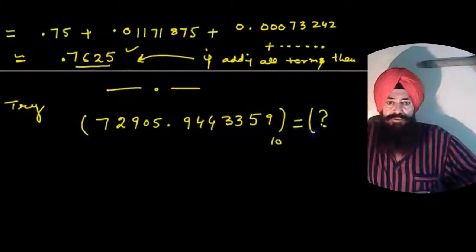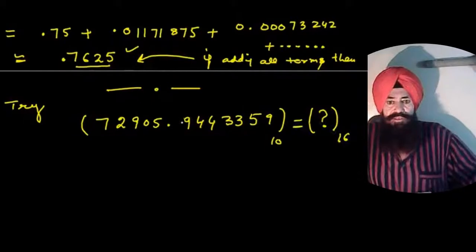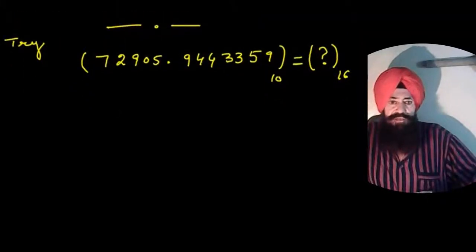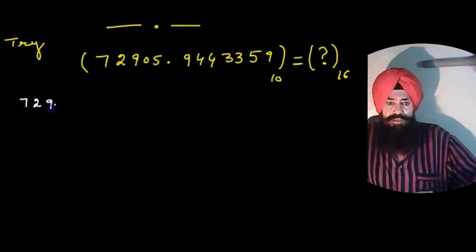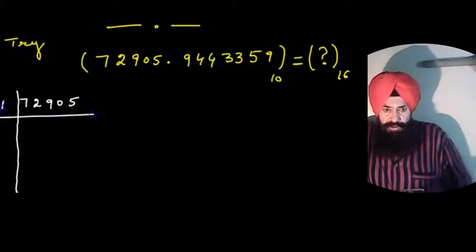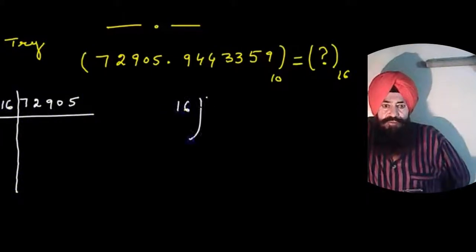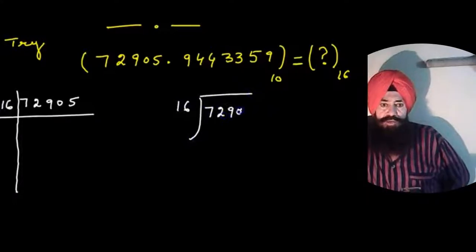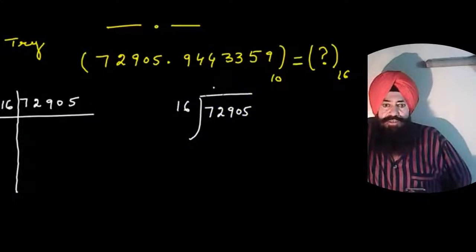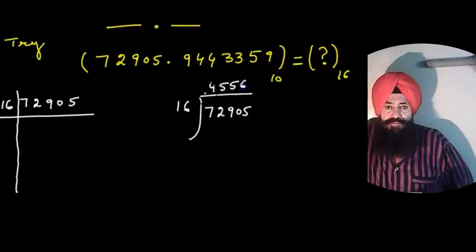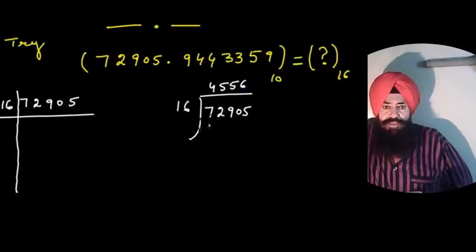Convert 72905.949443359 from decimal to hexa. My advice: please don't take help from the video. First of all, do it yourself, then check your answer while playing the video. Okay, now go on dividing by 16. So 72905 divided by 16 is 4556.